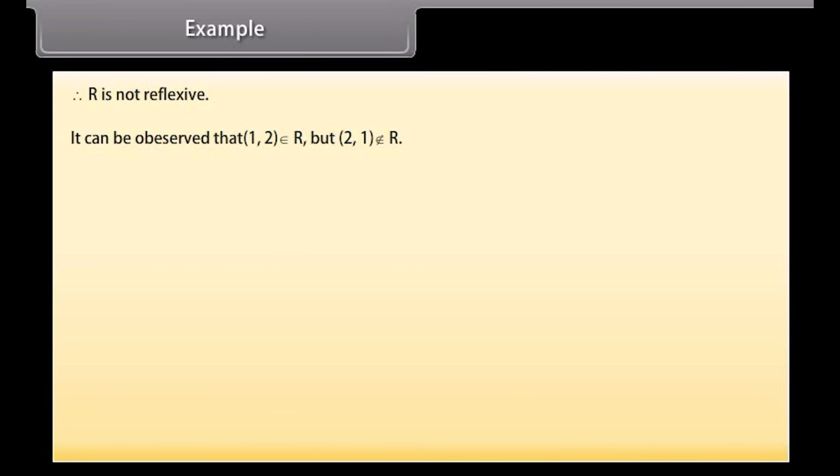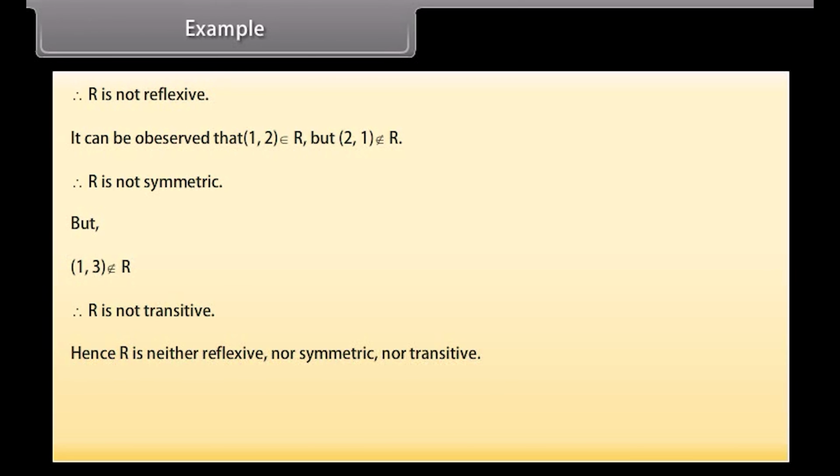It can be observed that (1, 2) belongs to R, but (2, 1) does not belong to R. Therefore, R is not symmetric. But (1, 3) does not belong to R. Therefore, R is not transitive. Hence, R is neither reflexive, nor symmetric, nor transitive.